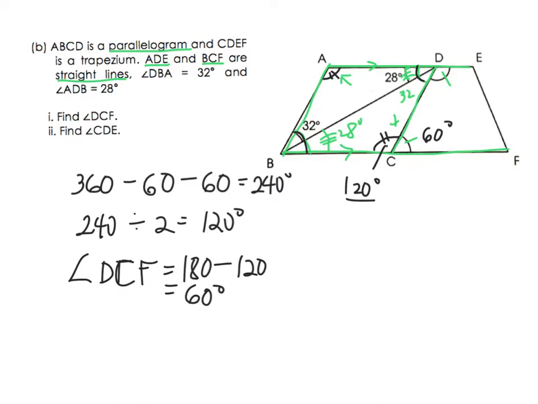Now to solve for angle CDE, we also have to consider the fact that this line over here, just draw that, is a transversal too. And you can confirm that because 28 plus 32 is 60. That's this one. And it's same as this one.